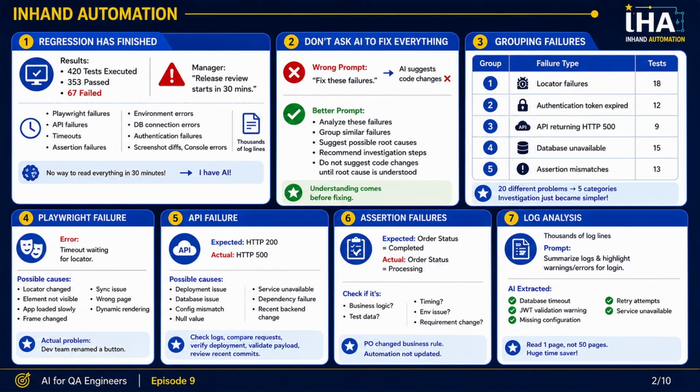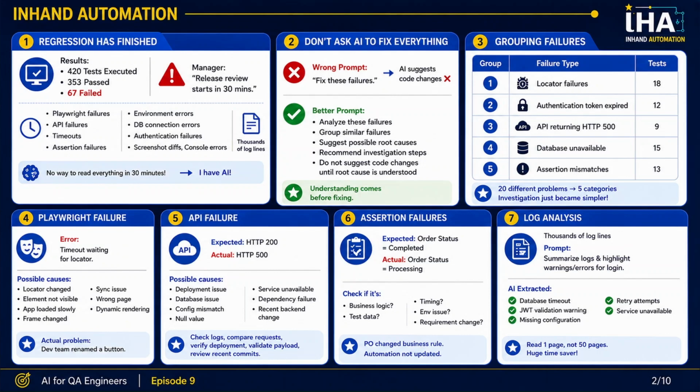We know that Rahul's regression test suite has just finished and the result came up. In the result we see that 420 test cases were executed overall, and out of those, 353 test cases passed. Till then there was no issue, but 67 test cases failed. After seeing this report, Rahul's manager immediately sends him a message: Rahul, the release review starts in 30 minutes. Can you summarize these failures to me so that I can inform the stakeholders accordingly?